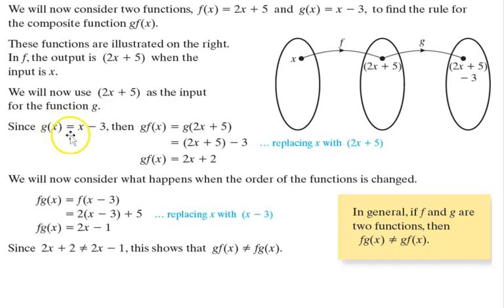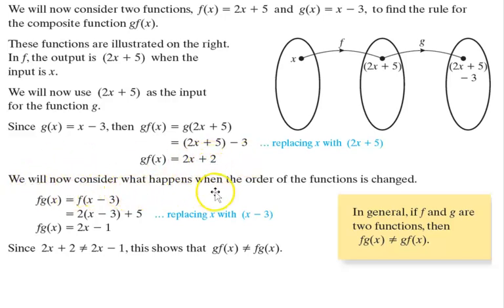Since g of x is equal to x minus 3, then g after f of x is equal to g of 2x plus 5. So we're going to replace the x's in function g, so there's only a single x in function g, with 2x plus 5. Now, very important to use brackets here. So we get 2x plus 5 minus 3. So we're replacing x with 2x plus 5. And then 5 minus 3 is 2. So g after f of x is 2x plus 2.